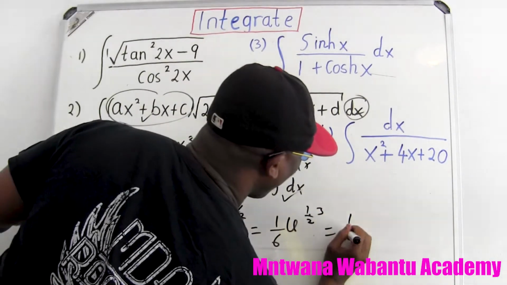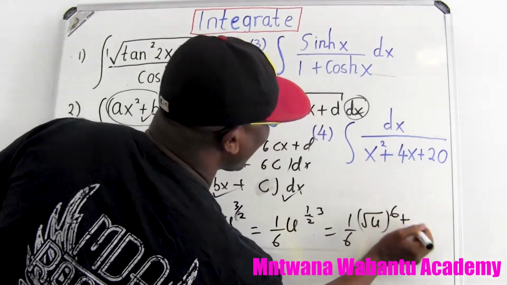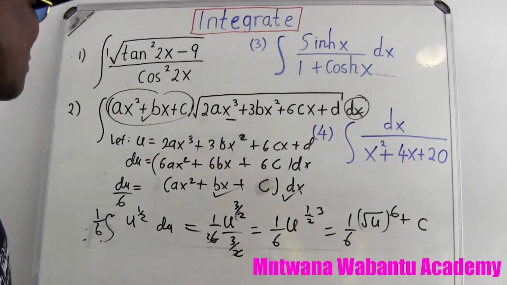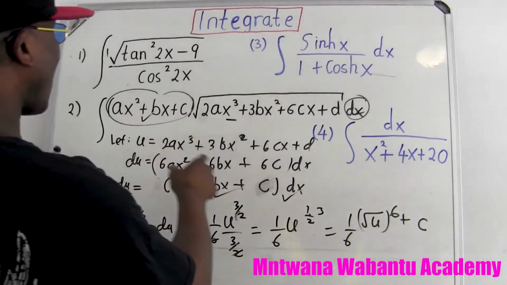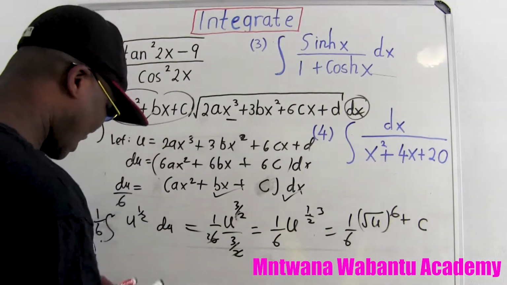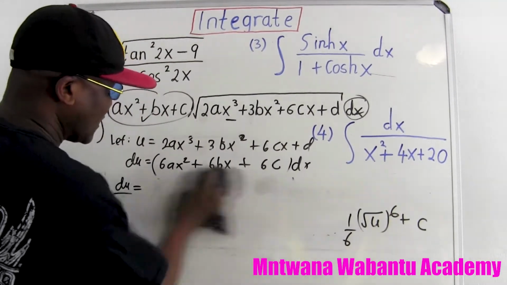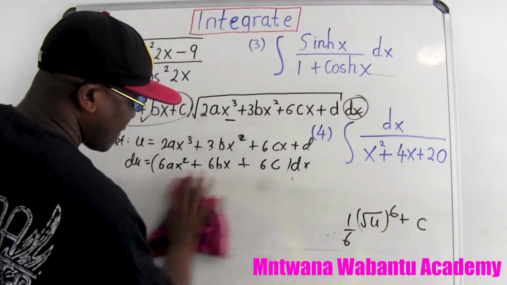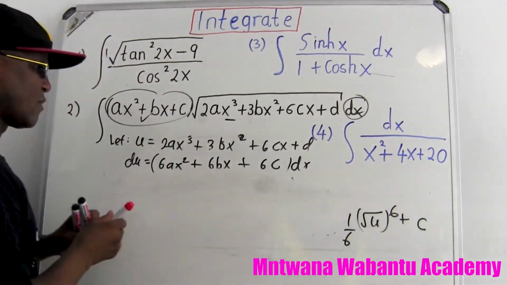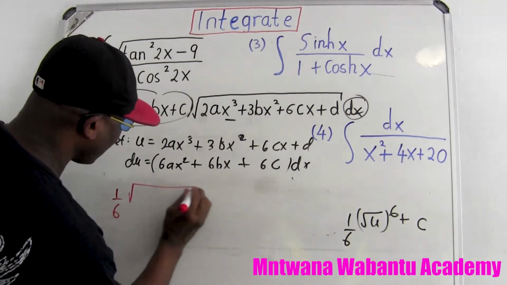So this, let me say, 1 over 6, and then I can say square root of u to the power 6 plus constant. But we know the value of u, so the value of u must come back again. So we're going to take the value of u which we let at the beginning, which is this one here. We're going to substitute right here. So then it's going to become, finally, 1 over 6 and then square root of the value of u.